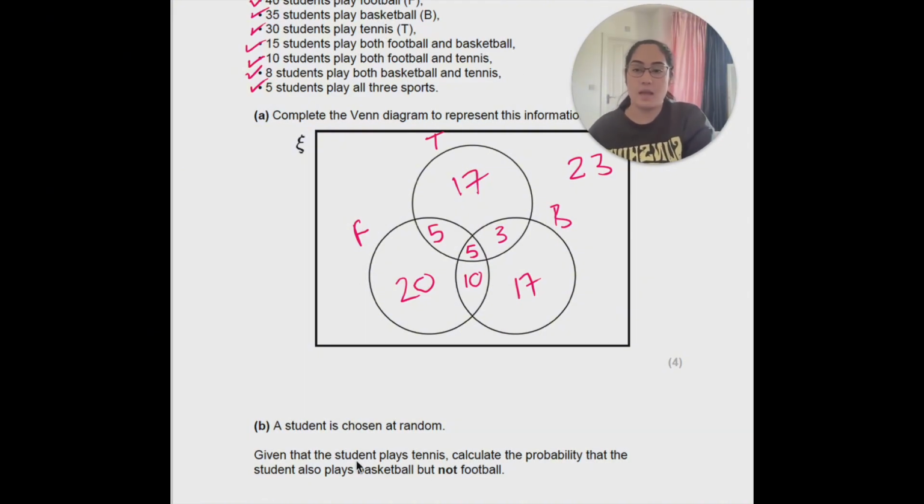Now it says the student plays tennis. That means we're going to write our probability as a fraction. The total is going to be out of the number of students that played tennis. So we have 30 students that play tennis. It's going to be out of 30.